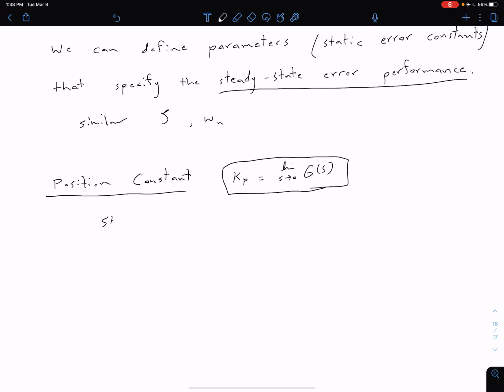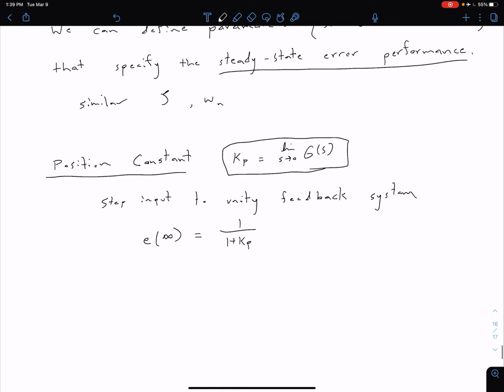So what that means is, if we have a step input to a unity feedback system, then our steady state error, E of infinity, is just equal to 1 divided by 1 plus our static error constant, Kp. So we get something that looks like that. Let me go ahead and copy this, because we're going to say similar things for our next two.